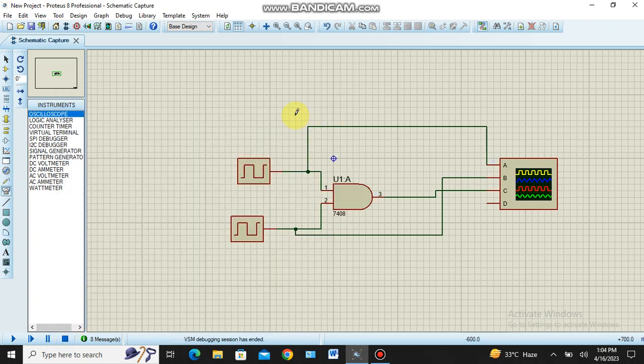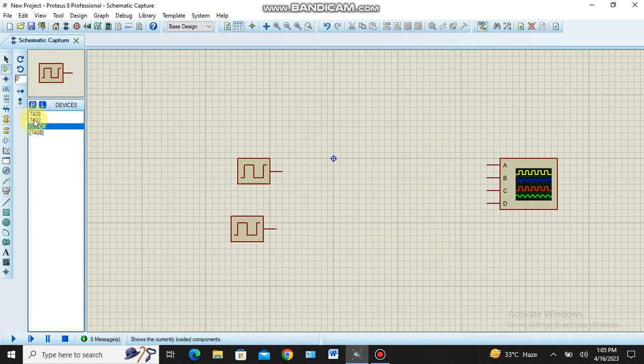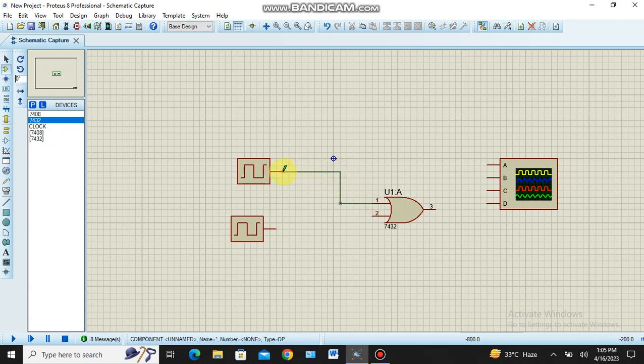In a similar way we can check the OR gate also. All the gates we can verify in a similar way. So now I will show you the OR gate response. The OR gate is 7432. Place it like this. Again, it is a two input gate. One input is connected to one clock source, and the second is connected to another clock source. The output is connected to the C channel. Input 1 I connect to the A channel, and input 2 I connect to the B channel.